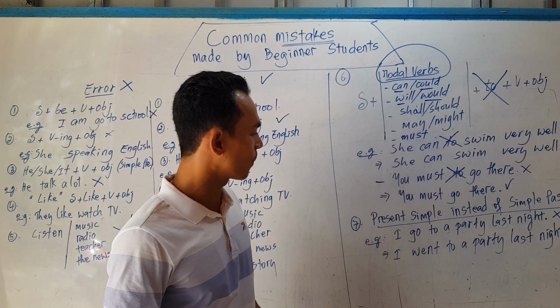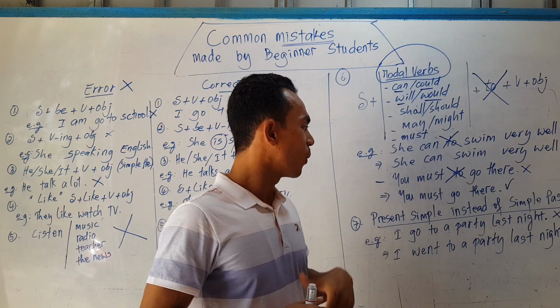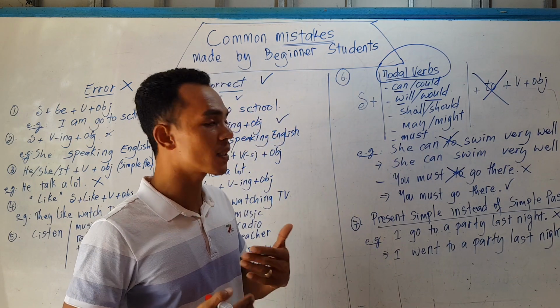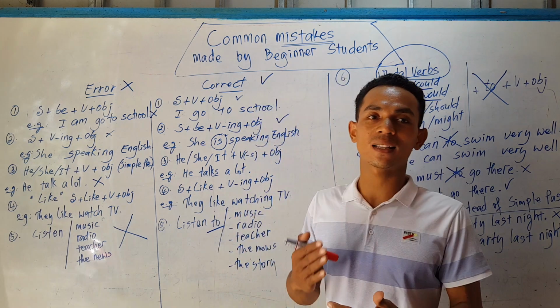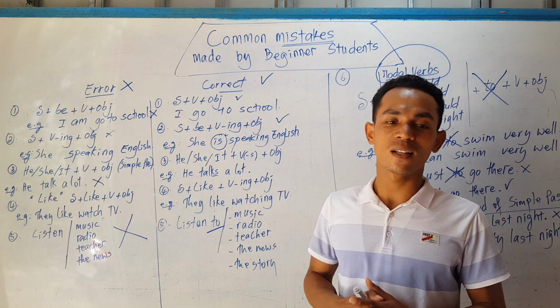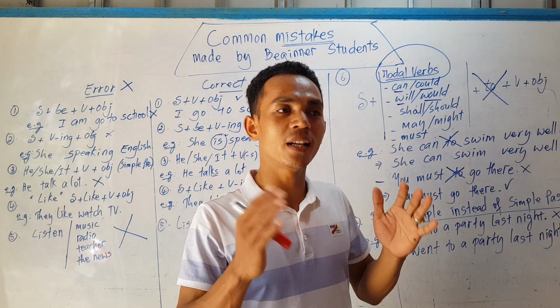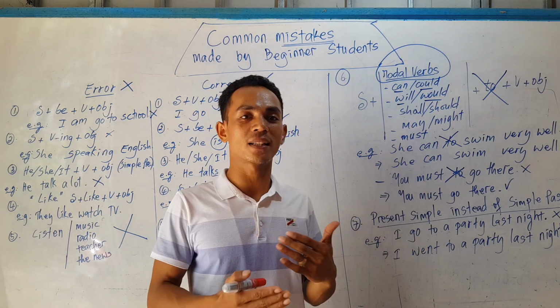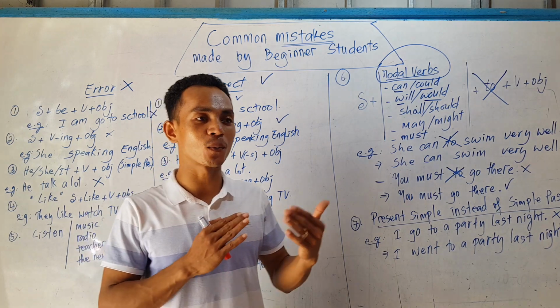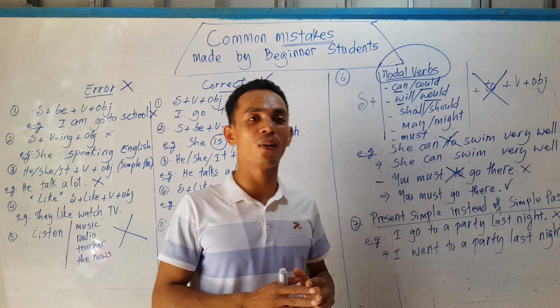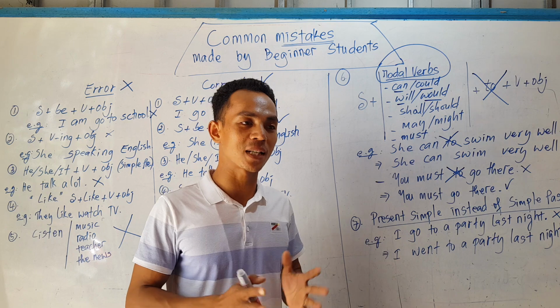And the last one is with present simple. The student who just starts learning English usually makes the sentence in the present simple tense. They don't know how to use past simple, or sometimes they forget how to use past simple.